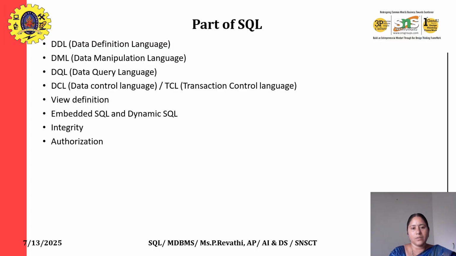Parts of SQL. DDL means Data Definition Language. DML means Data Manipulation Language. DQL denotes Data Query Language. DCL denotes Data Control Language. TCL denotes Transaction Control Language. Then view definitions, embedded SQL and dynamic SQL. Then integrity, authorization. These are all the parts of SQL.